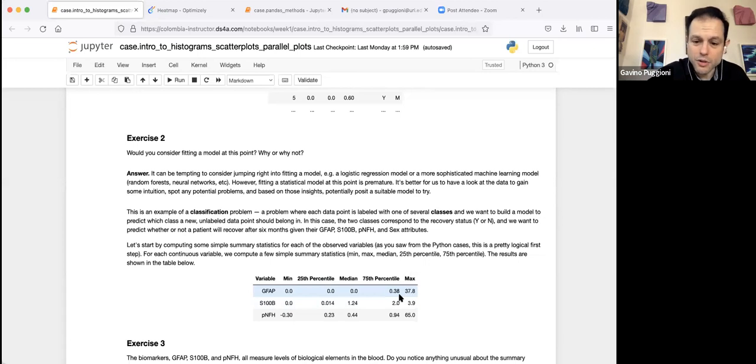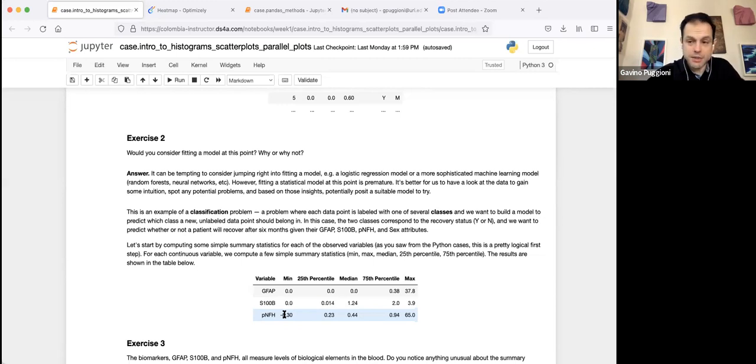For the other variables, the median is not 0. However, chances are that there are some zeros for both of them, perhaps, because for S100B the minimum is 0, and for PNFH it's actually negative. We will have to think about what it means, probably measured in a different scale.